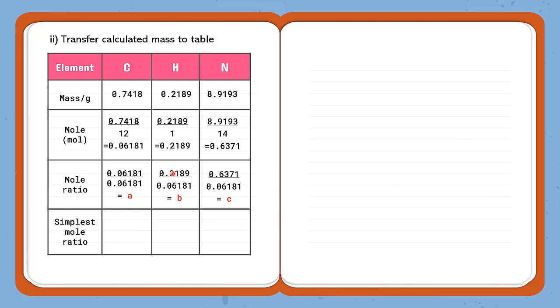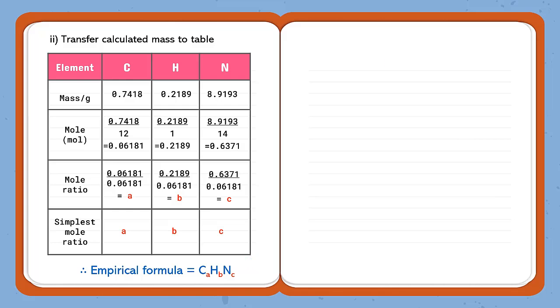Assuming the mole ratio you got here is already a whole number, you can simply transfer this number to the final row of simplest mole ratio. So the value that we're going to include in our empirical formula is the one from simplest mole ratio. Make sure to write this sentence: Therefore, empirical formula is CaHbCc.